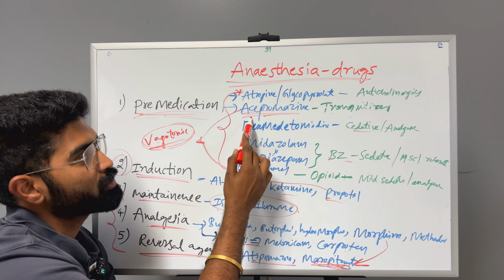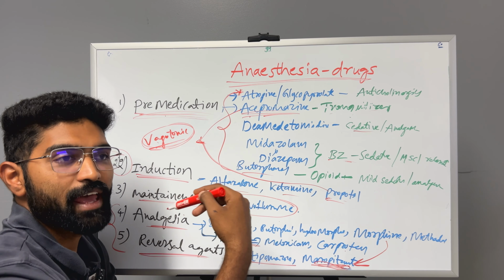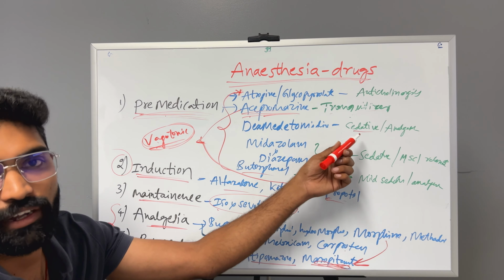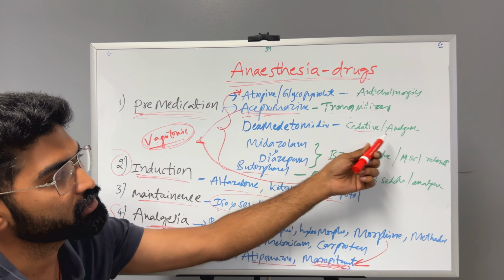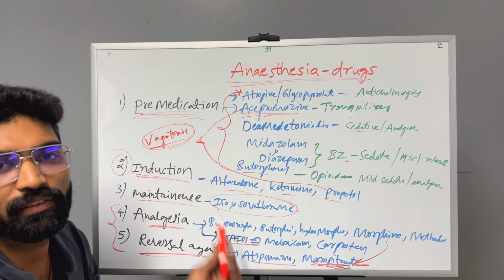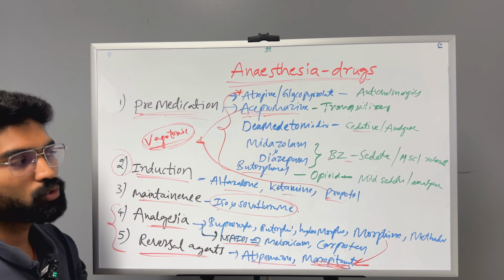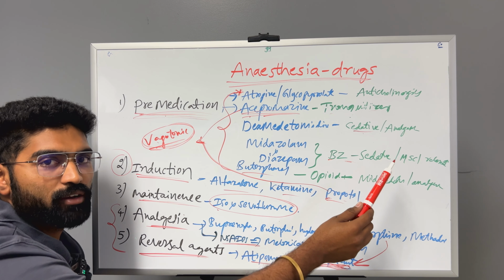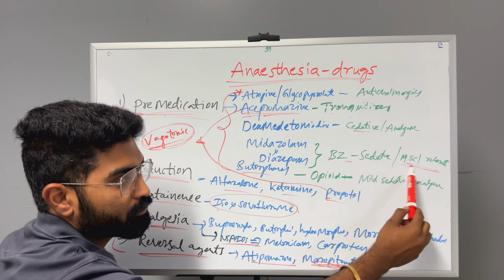So acepromazine can act as a tranquilizer in the lower dose, and as a sedative in the higher dose. Coming to dexmedetomidine, it comes under the sedatives. It can cause drowsiness in the patient, and apart from this, it also has analgesic action. I will explain the mechanism of action of all these drugs in the next video. Midazolam and diazepam come under the benzodiazepine group. They are classified as sedatives, and they also have hypnotic action, and they have the property of muscle relaxation.